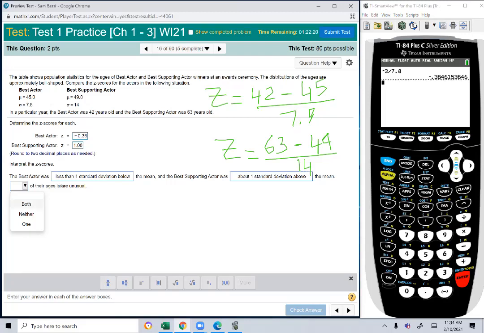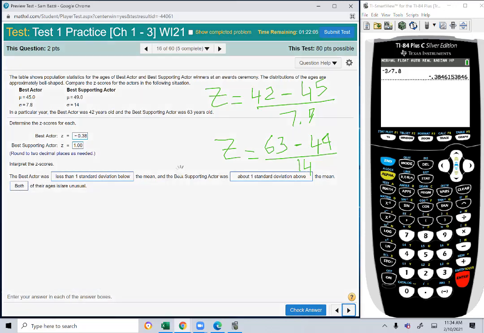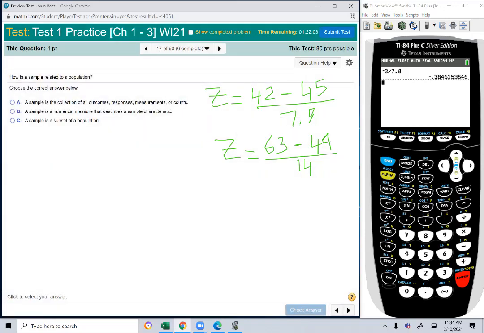Okay, both of the ages are usual or unusual, guys. What do you think? The z-score here was a 1 and the other z-score was negative. They're usual because they're not beyond 2 and -2. So both of them are usual. And then you go to the next one.